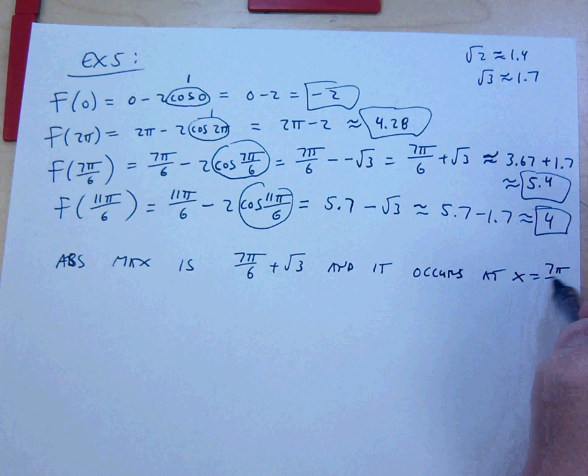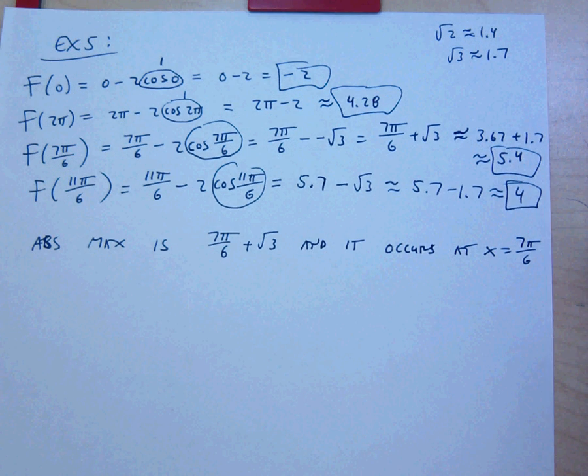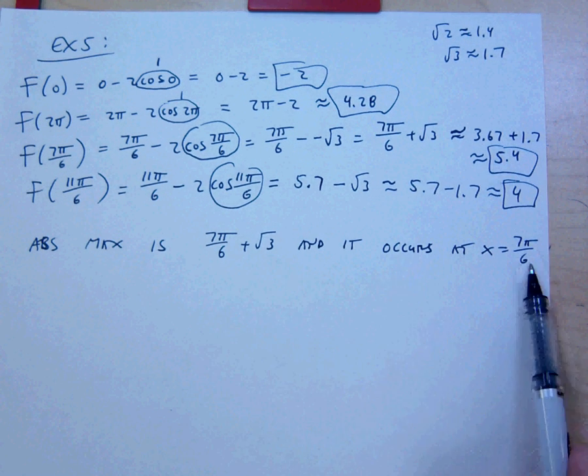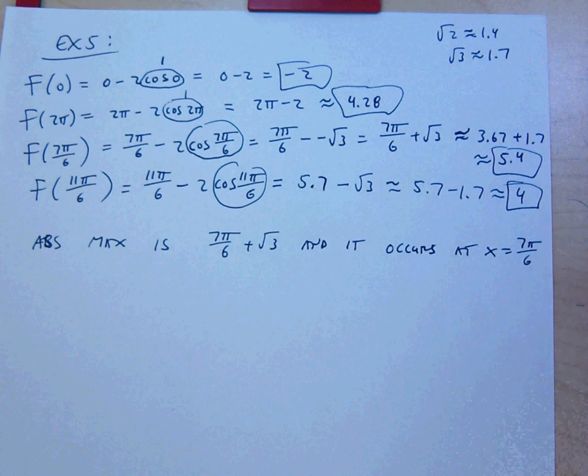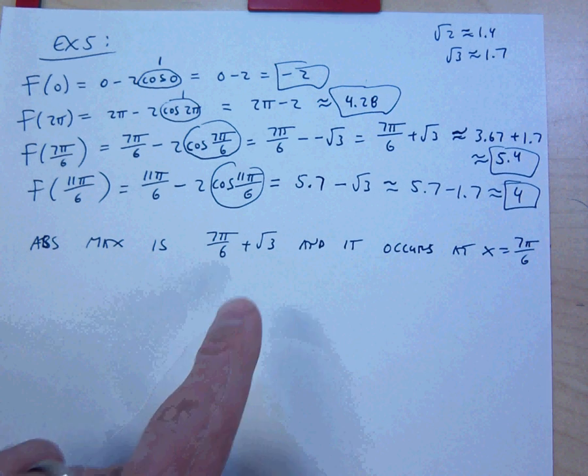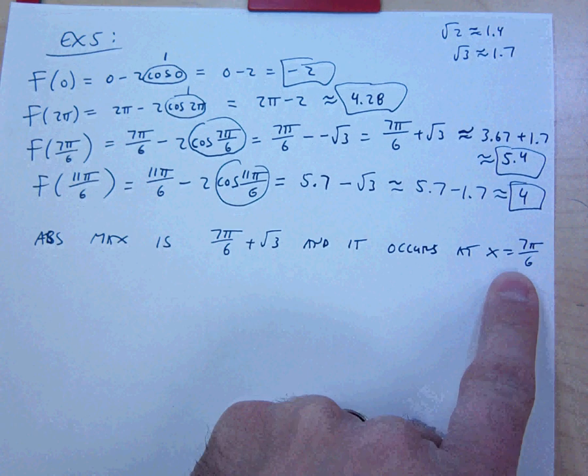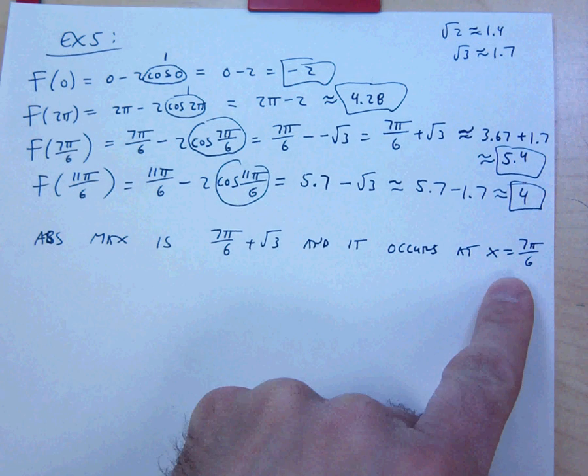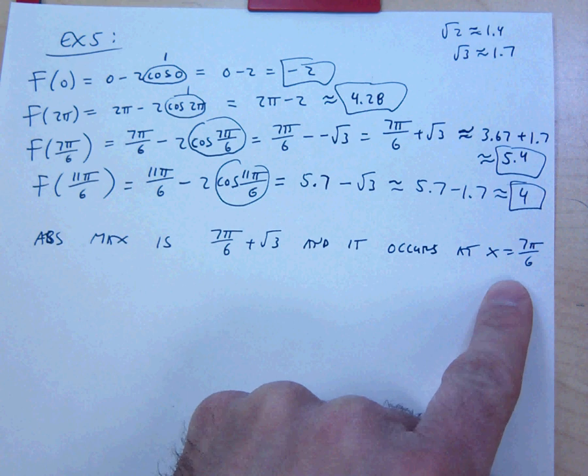Now again, I don't even remember how the book writes that answer. They might just write that as a point, 7 pi over 6 comma that. I don't remember, but bottom line is that is the max and it occurs there. That's the bottom line, no matter how the book writes the answers. Is that clear? Yes? Okay.